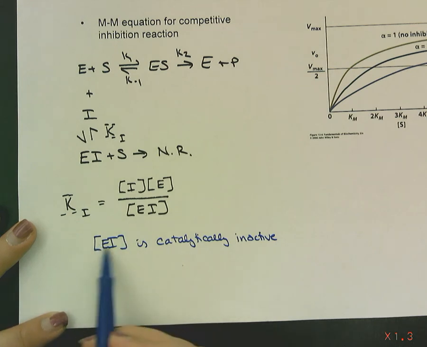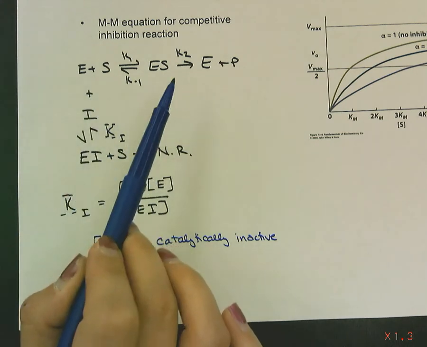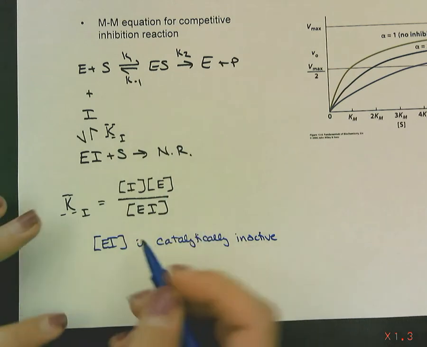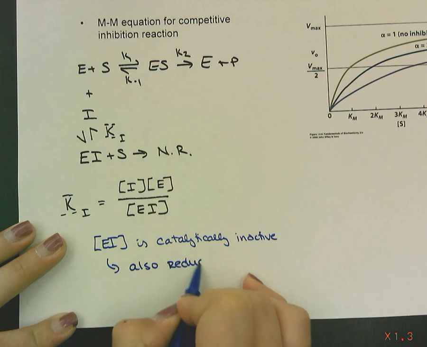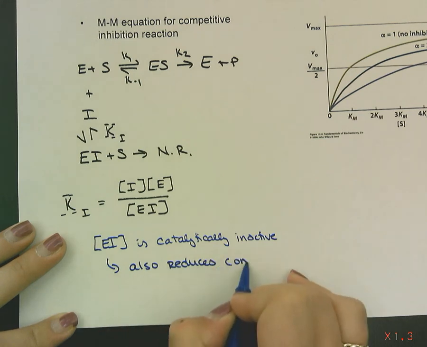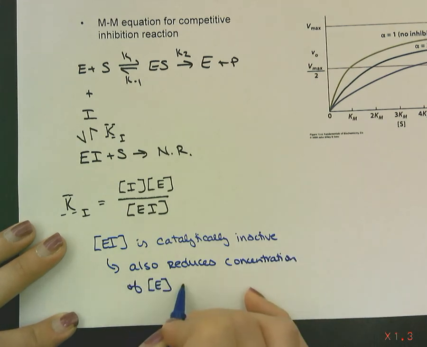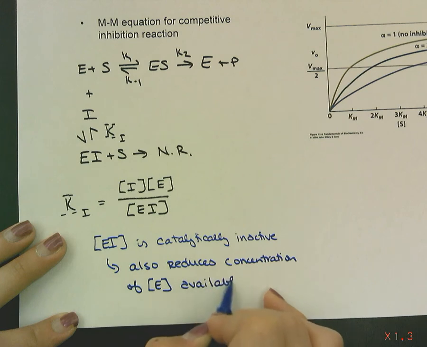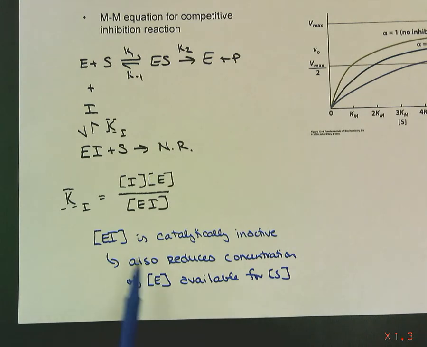When I make this EI combination, what happens to the amount of enzyme available to do my top reaction? It goes down. All right, so if I have the inhibitor binding up my active site, what I've done is I've really reduced the amount of enzyme available for substrate reactions.